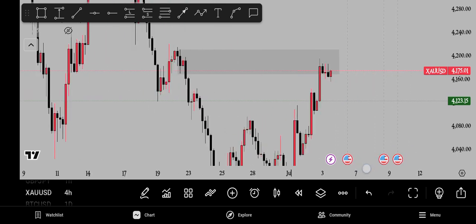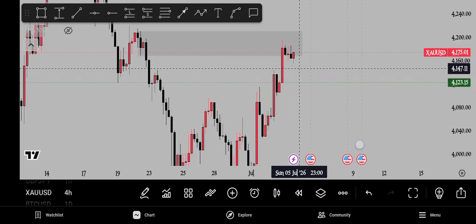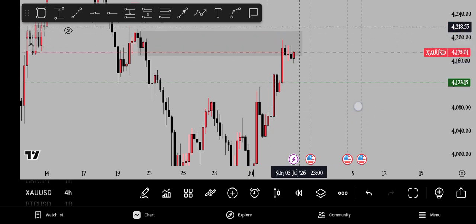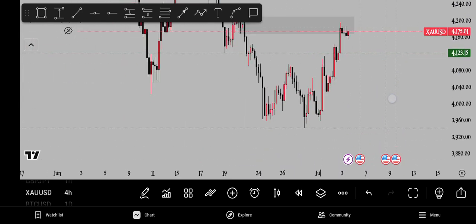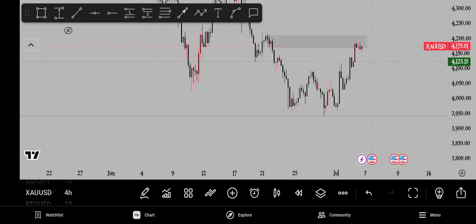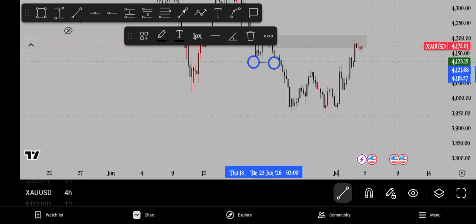So I'm expecting price to sweep the liquidity around this zone and give us some sort of confirmation to go for a short. This was the break of structure that gave us that zone, that supply.